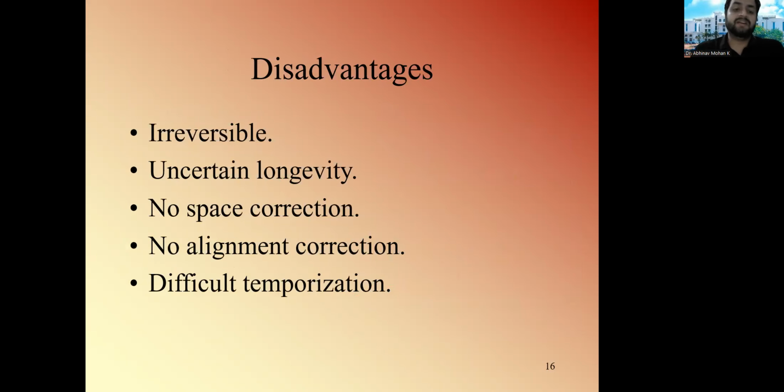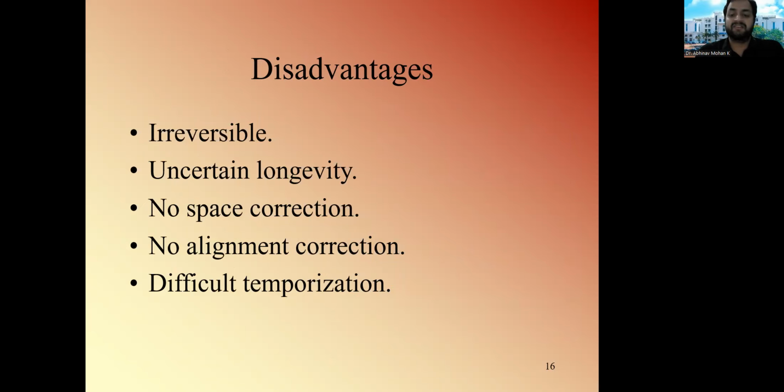Moving on to the disadvantages here. So anything you do, you're doing a preparation once, you keep a burr on the tooth, definitely that is going to be irreversible. And since the adhesive procedure, the entire thing, depends on how well the isolation is and how well the bonding is being done, the longevity of the prosthesis cannot be predicted well.